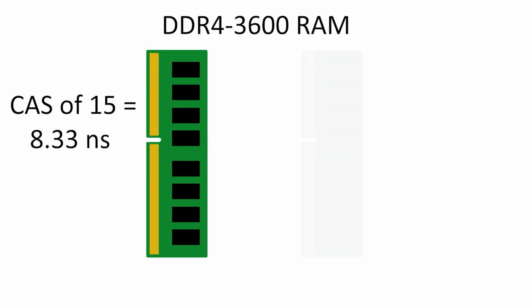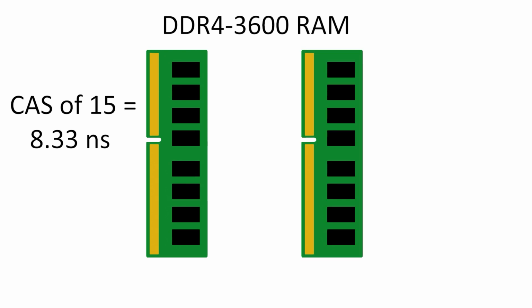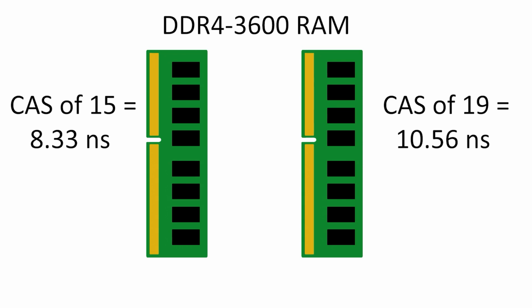A stick of DDR4 3600 RAM with a CAS of 15 has a true latency of 8.33 nanoseconds, while a same-size stick with a CAS of 19 has a latency of 10.56 nanoseconds. In this case, the DDR4 3600 RAM with a CAS of 15 is objectively better than the DDR4 3600 RAM with a CAS of 19.